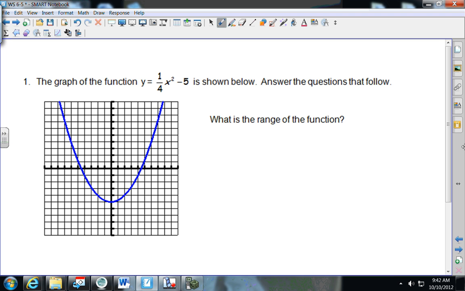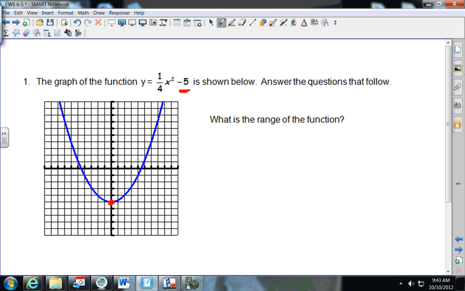I want to just point out real quick. We were just talking about what is the minus 5 doing to the parabola compared to the parent function. It moved it down. Look down here. Here's the vertex at minus 5. What is the 1/4 doing? Making it wider or narrower? Wider. Why is the parabola opening upward? Because the coefficient is positive.